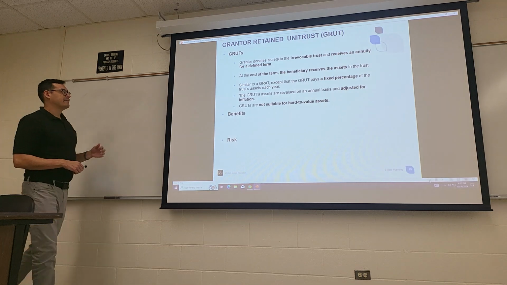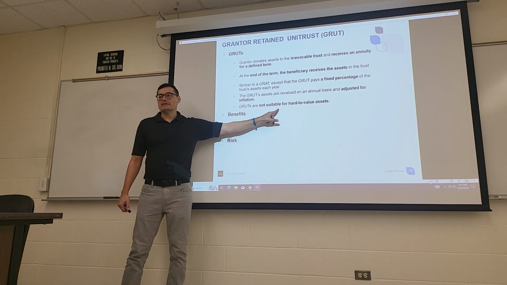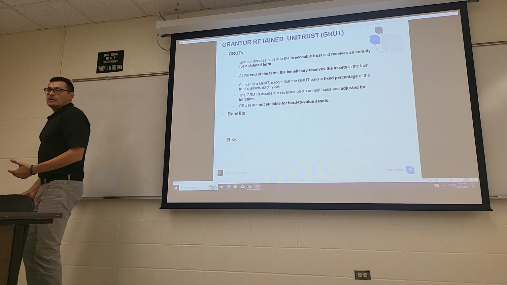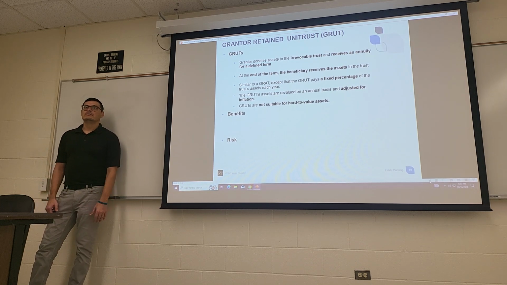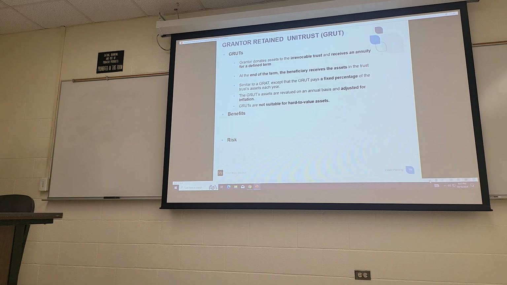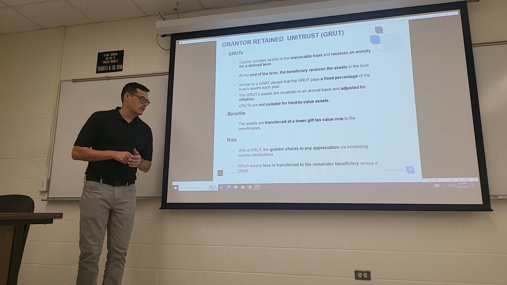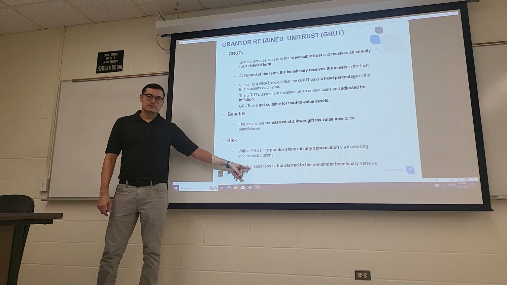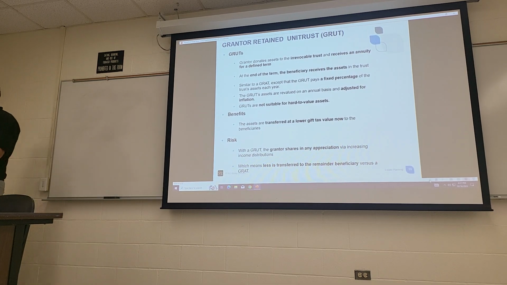And because you have to reevaluate the value of the assets in the trust, they're not suitable for hard to value assets. Maybe you have a closely held business that, you sell, I don't know, rubber tires to only one person. Something that's very difficult to value. Who's going to buy this? Same benefits, same risks. There might be a lesser value of assets transferred to the beneficiary if the grantor is receiving higher and higher payments.